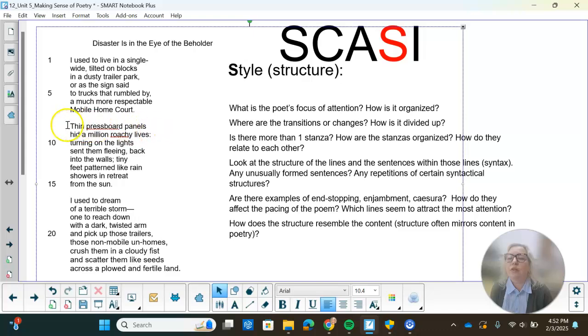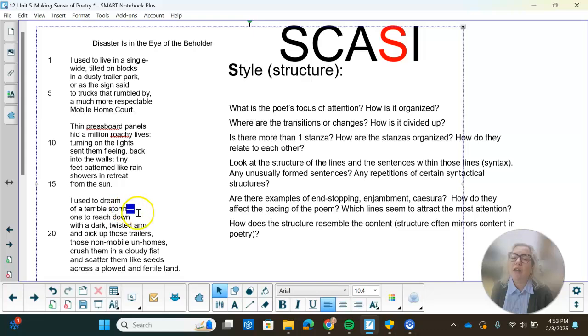And so the speaker is saying thin pressboard panels hid a million roach lives; turning on the lights sent them fleeing back into the walls. The semicolon shows equity. It shows that there's equal emphasis between the two phrases. And so equal emphasis between turning on the lights sent them fleeing back into the walls and tiny feet patterned like rain showers in retreat from the sun.